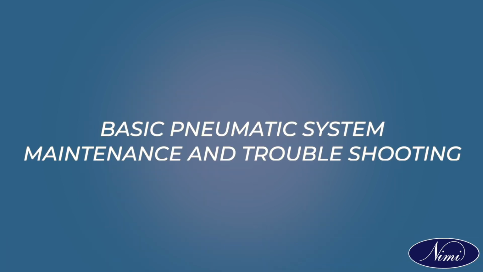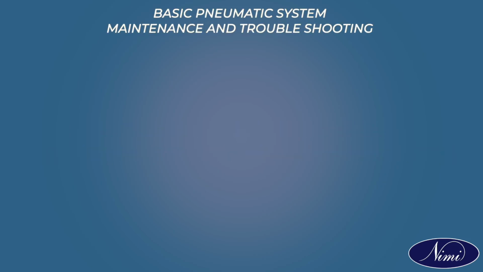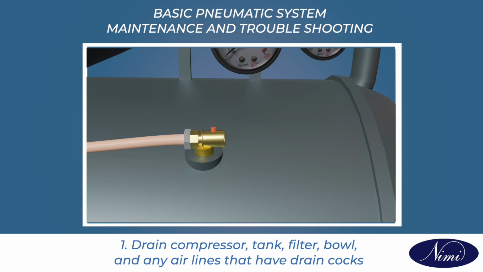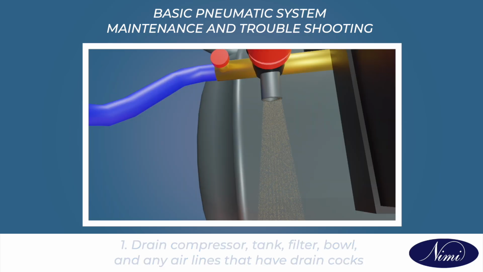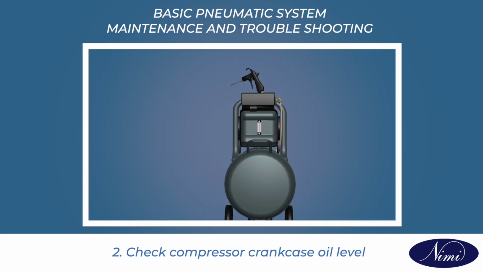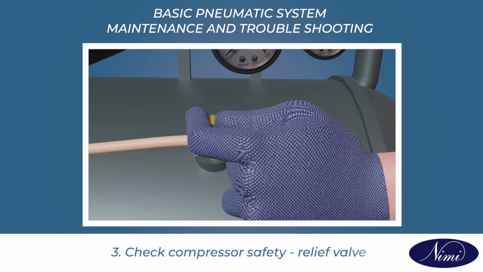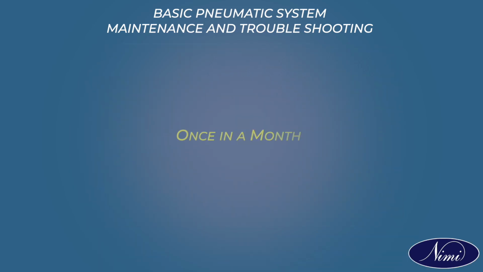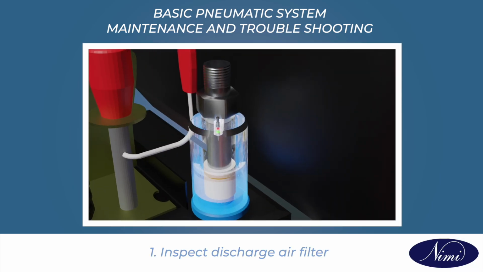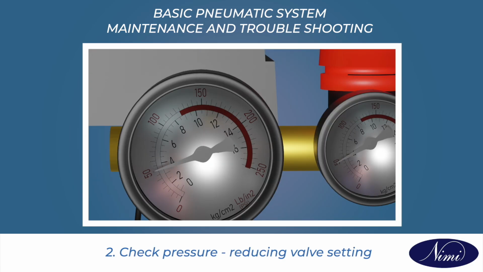Scene number 2. Basic pneumatic system maintenance and troubleshooting. Once in a week: drain compressor, tank, filter, bowl, and any air lines that have drain cocks. Check compressor crankcase oil level. Check compressor safety relief valve. Once in a month: inspect discharge air filter. Check pressure reducing valve setting.